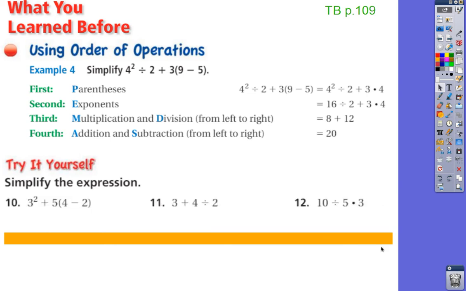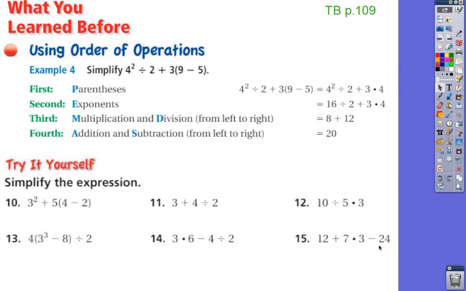Okay, please pick out 3 of these 6 problems to work out on your own, and please keep in mind if you get a decimal or a fraction, then you have made a mistake. All of these answers will be whole numbers. Once you've gotten your answers, please compare them with a partner.